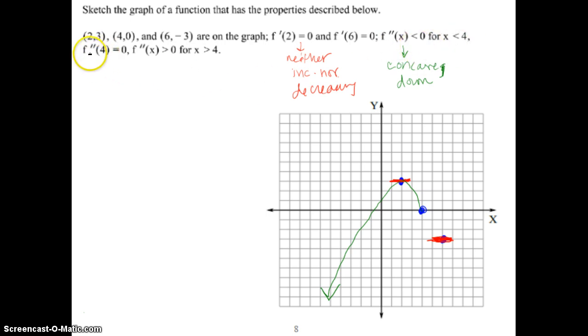Then also, when x is equal to 4, there is no concavity. That means this must be an inflection point at x equals 4. So let's make our inflection point here, which means the concavity is going to change. We see that f double prime of x is greater than 0, so this is going to be concave up for all x values greater than 4. So we're going to switch our concavity here.